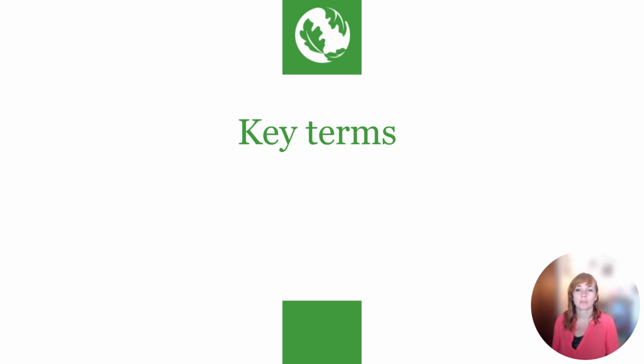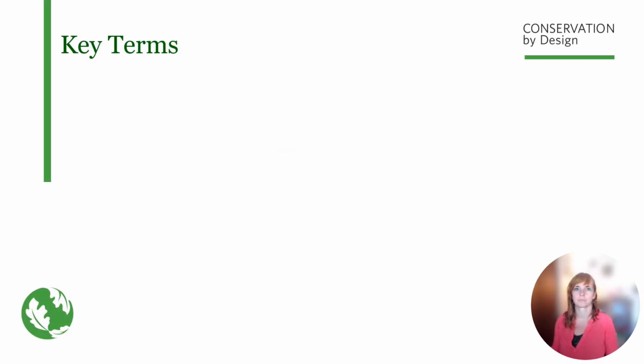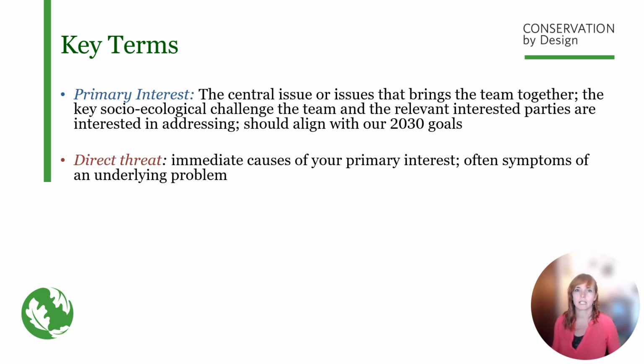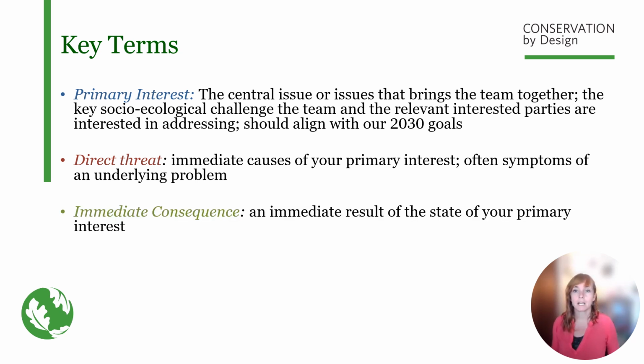And I know I've been throwing around a few terms throughout this presentation, so I'll go ahead and spend some time defining each one of them. So first of all, a primary interest is the central issue or issues that bring the team together. It's the key social ecological challenge the team and the relevant interested parties are interested in addressing, and just a note that it should align with our 2030 goals. For direct threat, we're defining that as the immediate cause or causes of your primary interest, often symptoms of an underlying problem. Immediate consequences are what immediately results from that state of your primary interest.